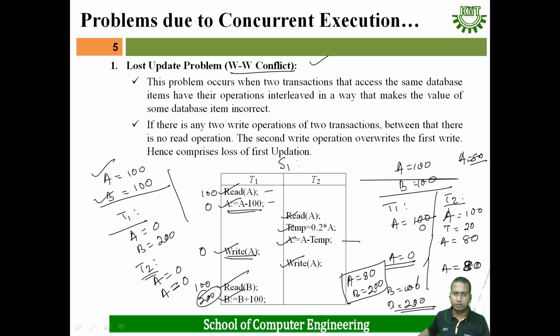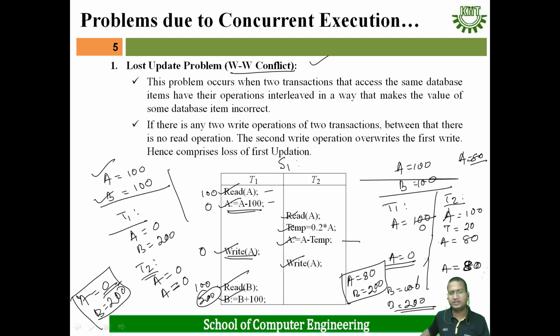But the A value should be 0 and the B value should be 200, because whenever transactions are executed in serial manner, they generally give you the consistent result.